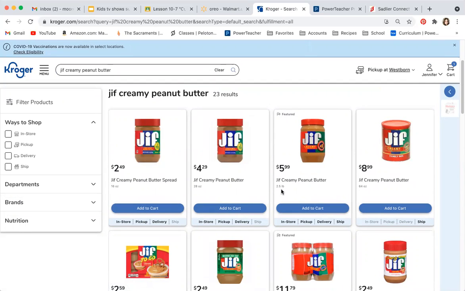How do I convert pounds to ounces? How many ounces are in 1 pound? 16. So how many ounces would be in 2.5? That would be 32 plus 8. What's 32 plus 8? 40. So 40 ounces is in this jar. And then this one's even bigger. It's 64 ounces. So you'll have no problem finding different quantities of these really staple items, okay?